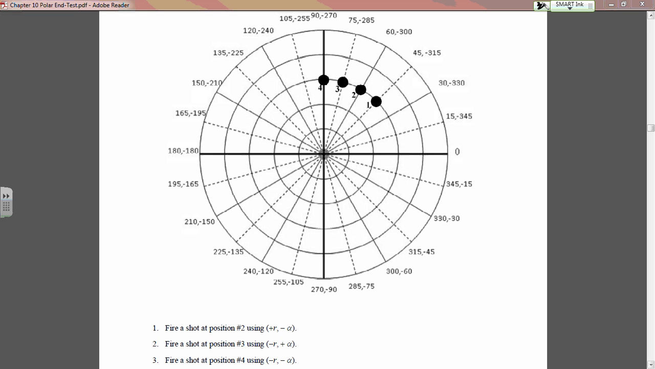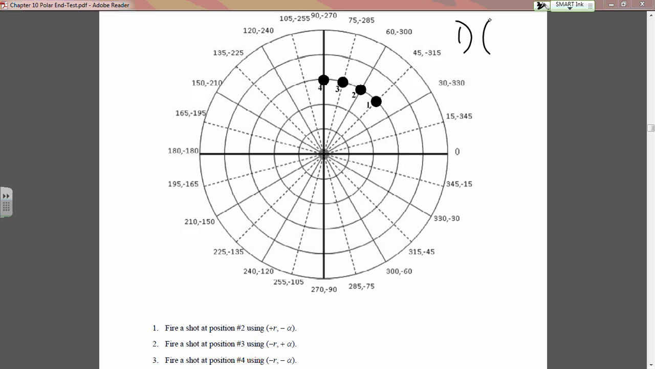Alright, so this is your polar coordinates test review. So we want to fire a shot at position 2 with a positive radius and a negative angle. Now if you look here, all 4 points have a radius of 3. So I'm going to write them up here so that thing doesn't keep popping up.